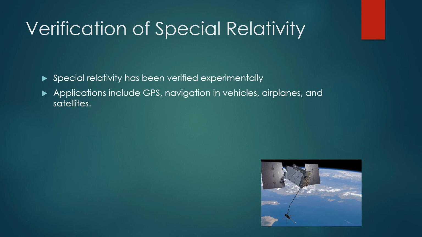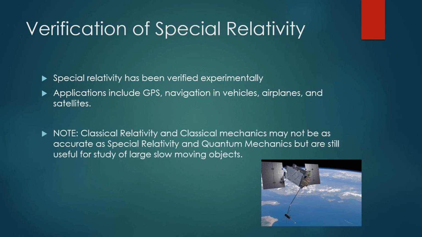Another thing to note is that although classical relativity as well as classical mechanics, which have been covered in previous courses, may not be as accurate as special relativity and quantum mechanics, which are the two topics that we will be covering in this course, the classical ideas are useful for studying large and slow-moving objects.